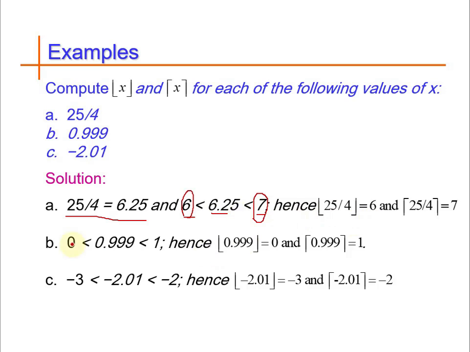In the next example, we see that 0.999 is in between two integers 0 and 1. So the integer on the left, which is the greatest integer less than this real number, is the floor of 0.999, which is 0, and for the ceiling of 0.999 we have 1, which is on the right of that inequality.